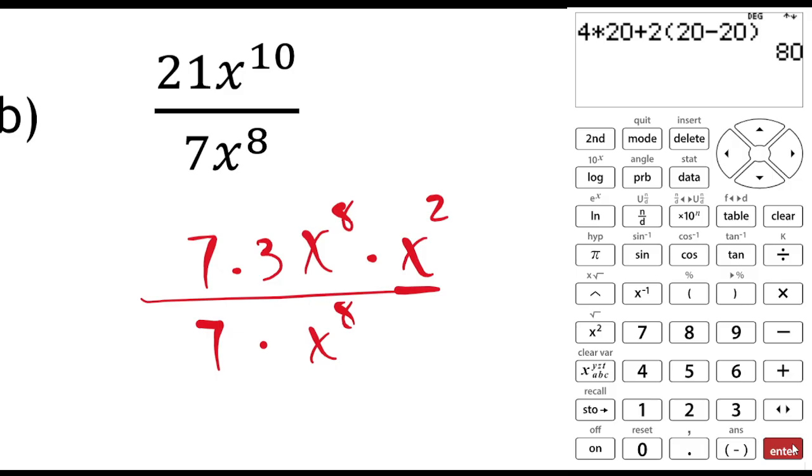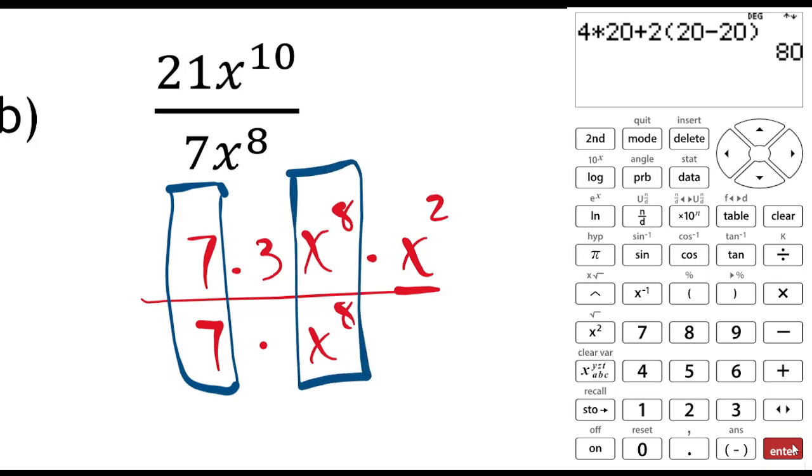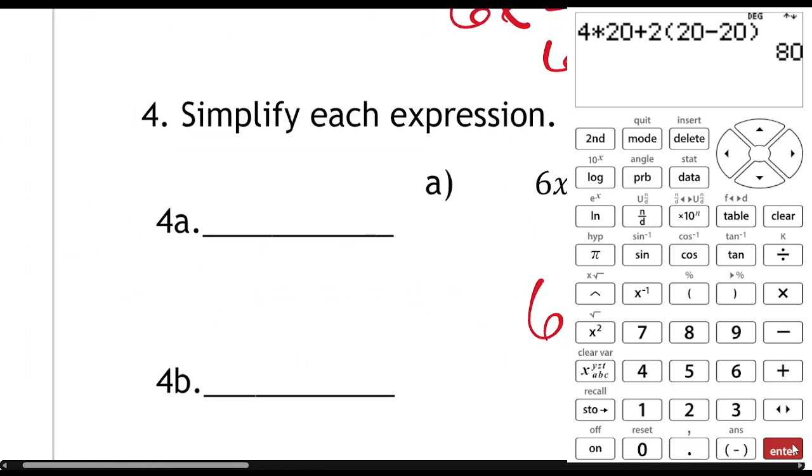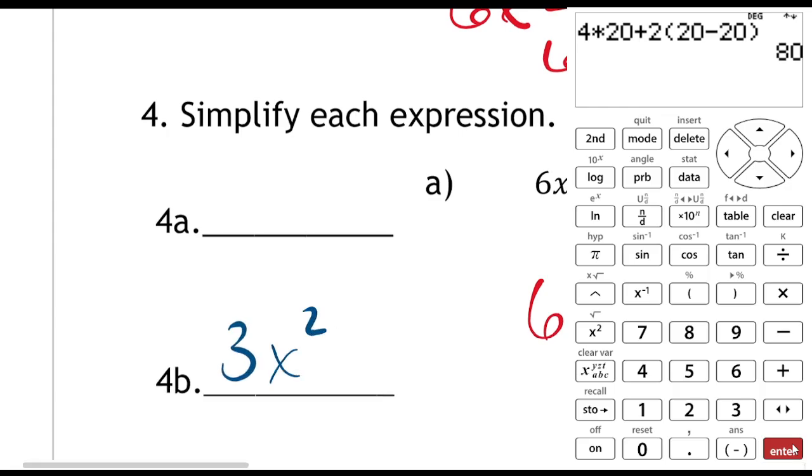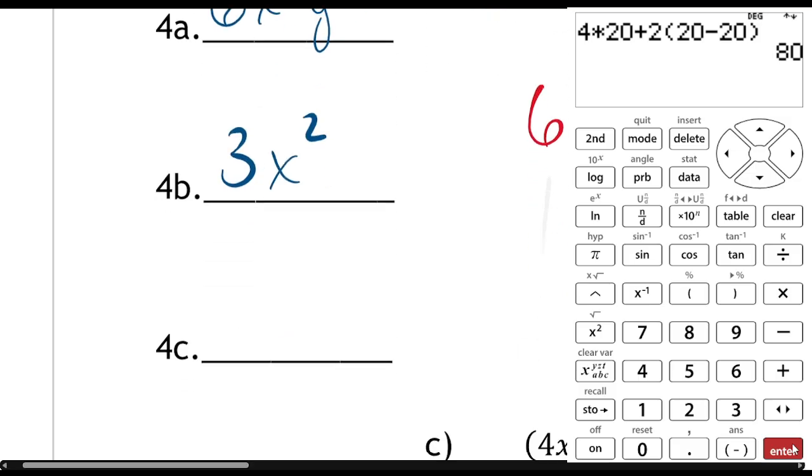Looking at this now, it's very clear to see that there are some quote-unquote giant 1s. There's a 1 in the form of 7 over 7. That's gone. And there's a 1 in the form of x to the 8th over x to the 8th. That's also gone. So we're just left with a factor of 3 and 2 factors of x. That means our answer in line B is going to be 3x squared. I should write this over here, next to 6x to the 5th and y to the 2nd. All right, let's move on to part C.